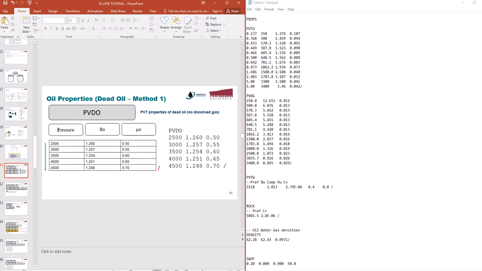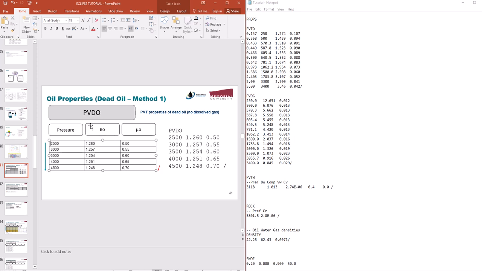So it means that the first item in this keyword is pressure. So you need to list all the pressures, and it should be in increasing order. And you need to give the oil formation volume factor and the viscosity at that pressure. For example, at 2500, we are going to have 1.26 for the oil formation volume factor, and we are going to have 0.5 for the viscosity. And you need to provide this table to Eclipse.